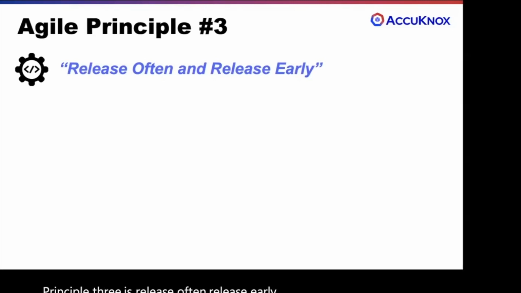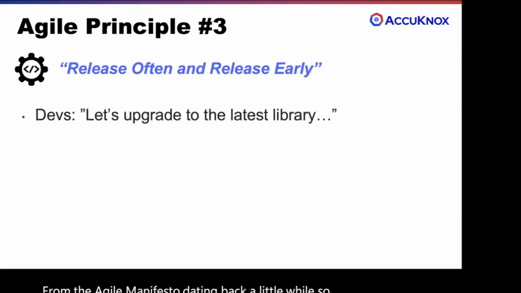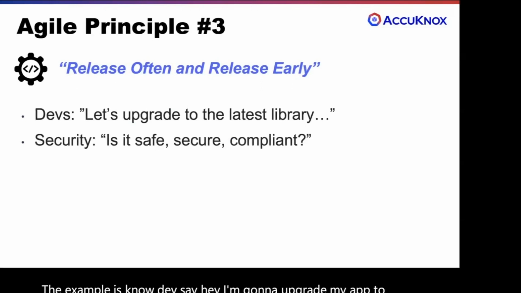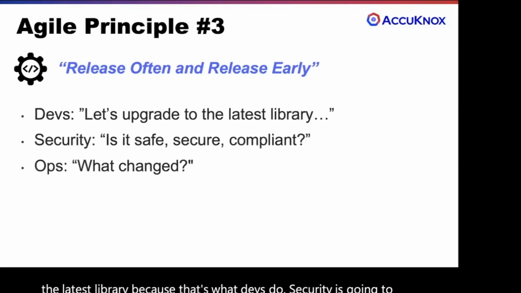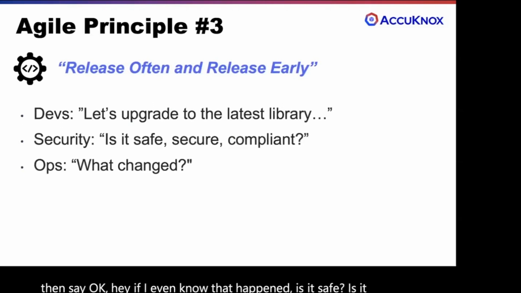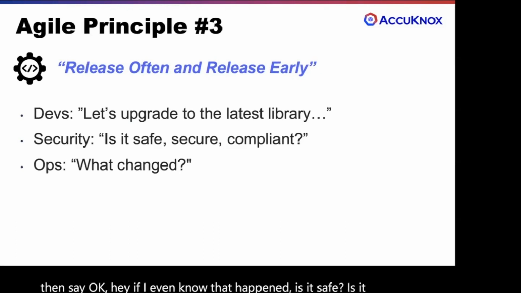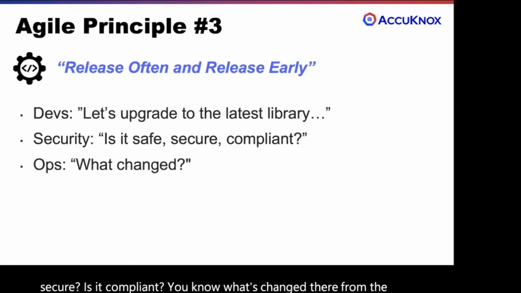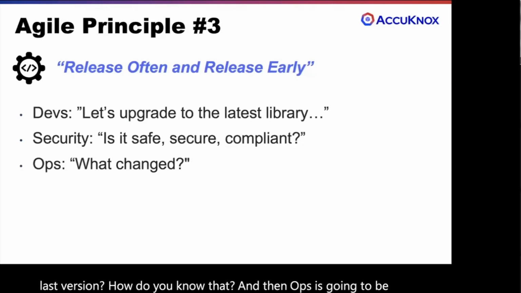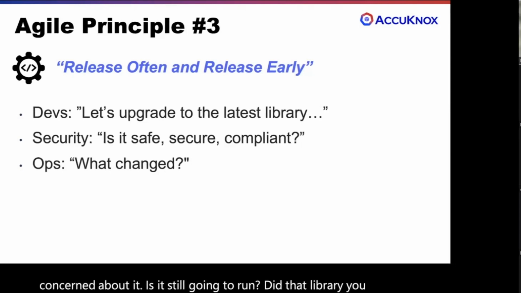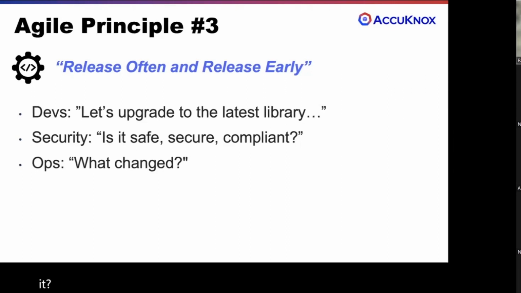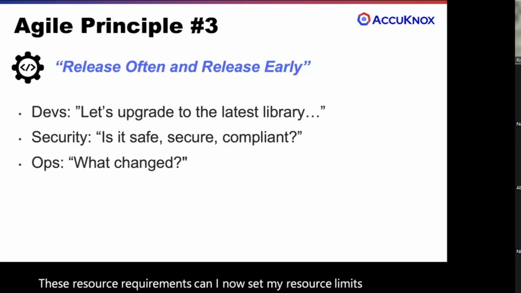So the example is, devs say, hey, I'm going to upgrade my app to the latest library, because that's what devs do. Security is going to then say, okay, if I even know that happened, is it safe? Is it secure? Is it compliant? What's changed there from the last version? How do you know that? And then ops is going to be concerned about it. Is it still going to run? Did that library introduce another resource requirement? Or did it reduce resource requirements? Can I now set my resource limits lower? What are the network changes?